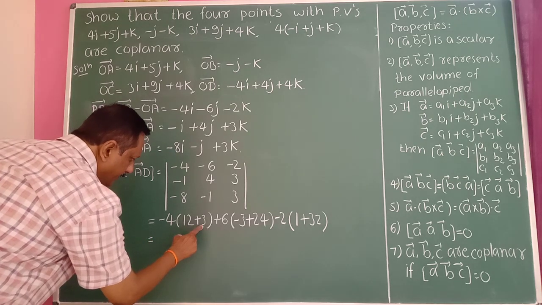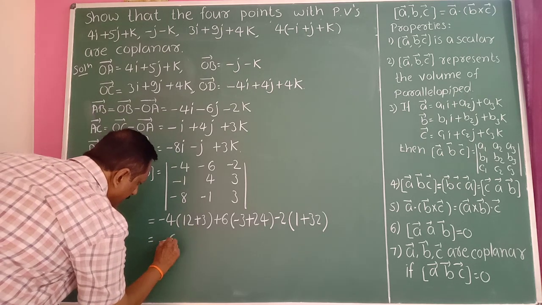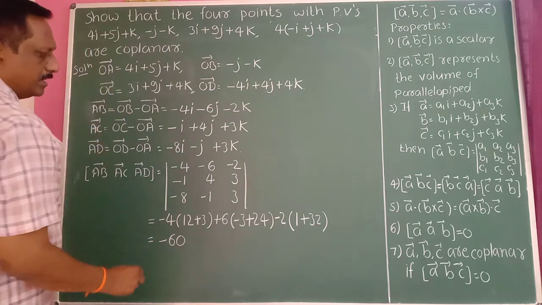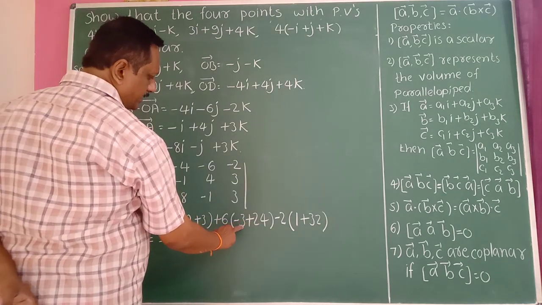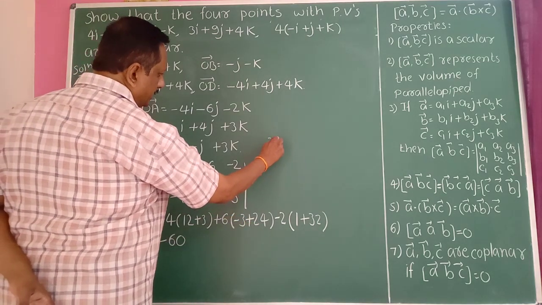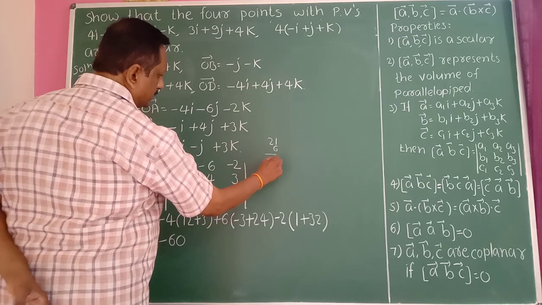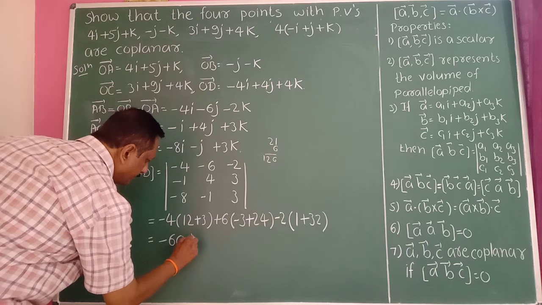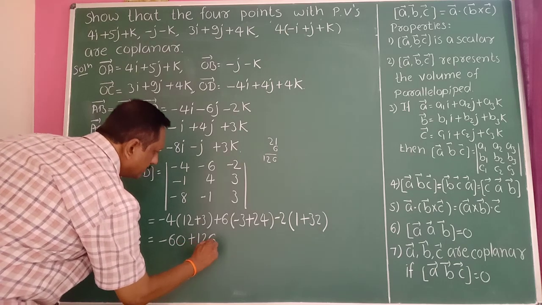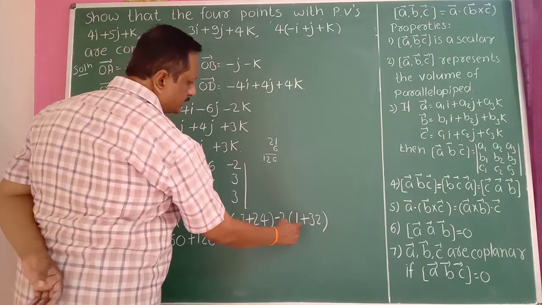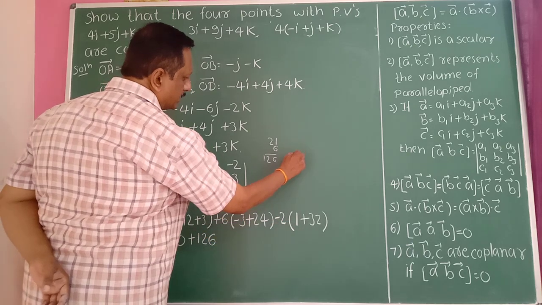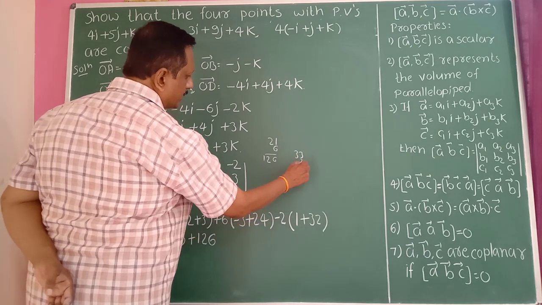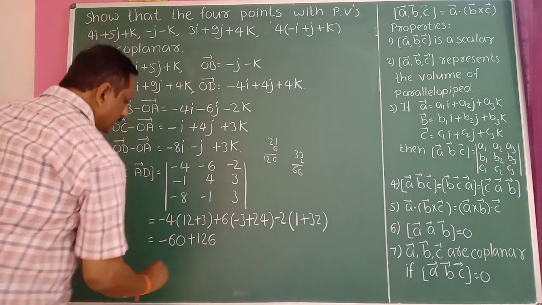12 plus 3, 15. 15 fours are 60 here. Minus of 60. 24 minus 1 is 21 here, into 6. 6 ones are 6, 6 twos are 12, so 126 here, plus 126. 32 plus 1 becomes 33. So 33 into this 2 here. That is 66 here.